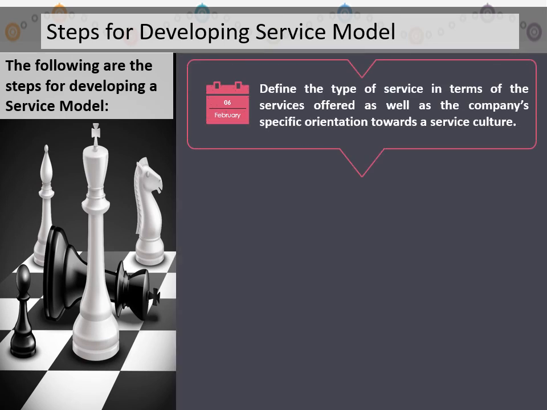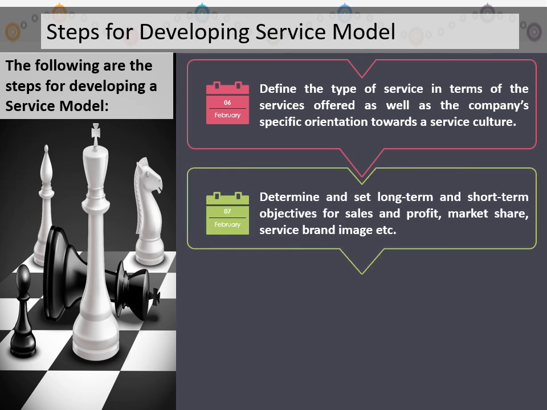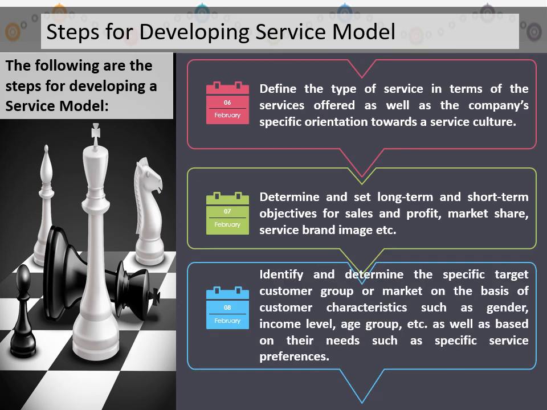Step 1. Define the type of service in terms of the services offered as well as the company's specific orientation towards a service culture. Step 2. Determine and set long-term and short-term objectives for sales and profit, market share, service brand image, etc. Step 3. Identify and determine the specific target customer group or market on the basis of customer characteristics such as gender, income level, age group, etc., as well as based on their needs, such as specific service preferences.